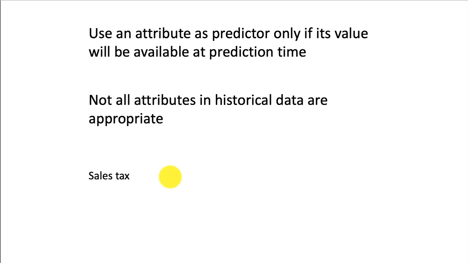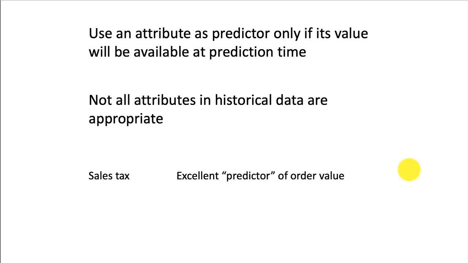So this is a very important consideration: whatever columns you use as predictor attributes, you should use them only if their values will be available at prediction time when the model has been deployed. Okay, so that's a very important consideration that we simply should not forget.